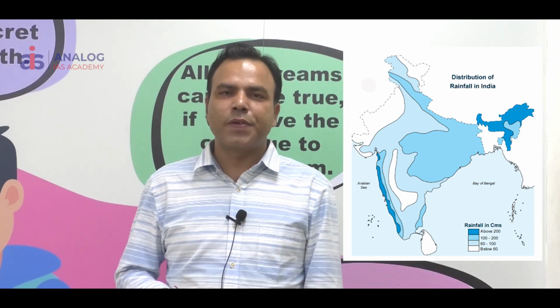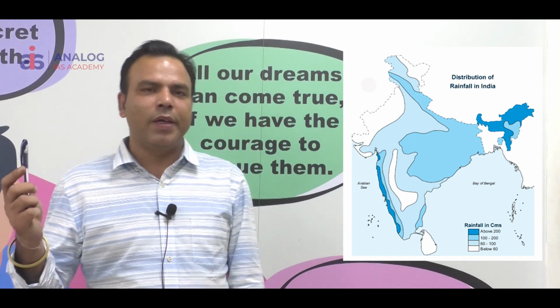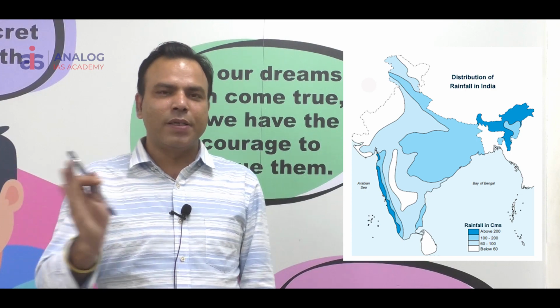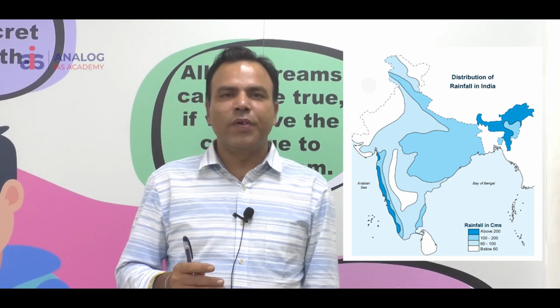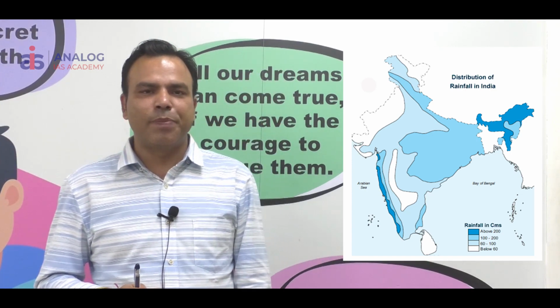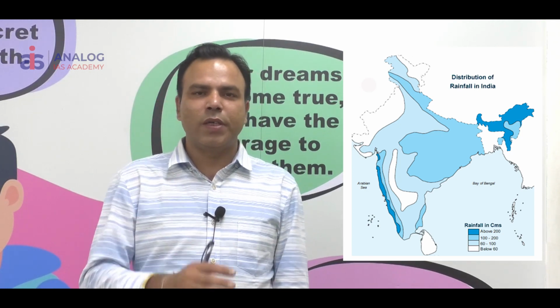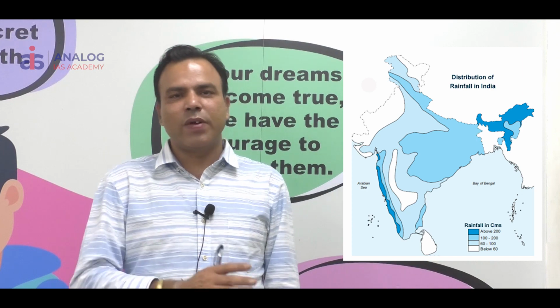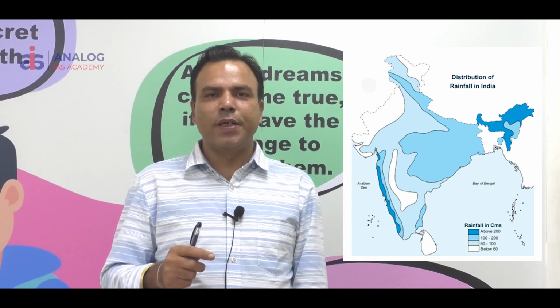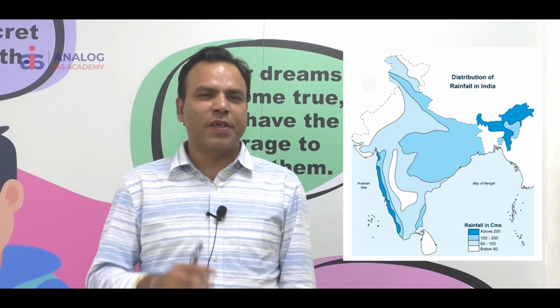In the northern plains, if we move from the east to west, or from Assam to Punjab, rainfall is in decreasing order. And when we observe the peninsular plateau of India, moving from the coastal areas towards the interior, both from the east coast as well as from the west coast, rainfall decreases in the interiors. These are two general trends in the rainfall pattern.